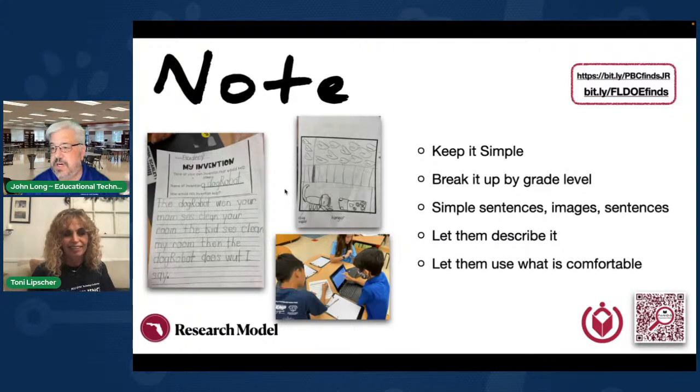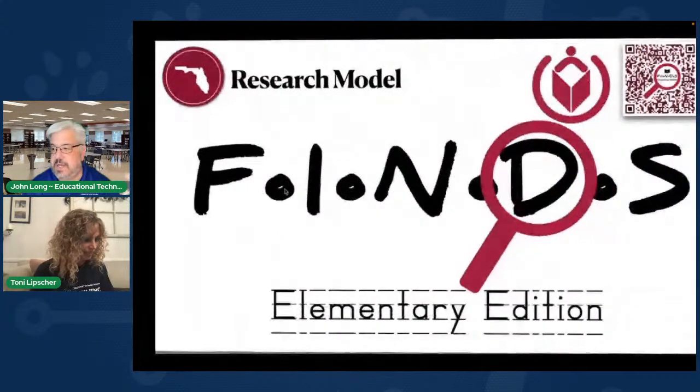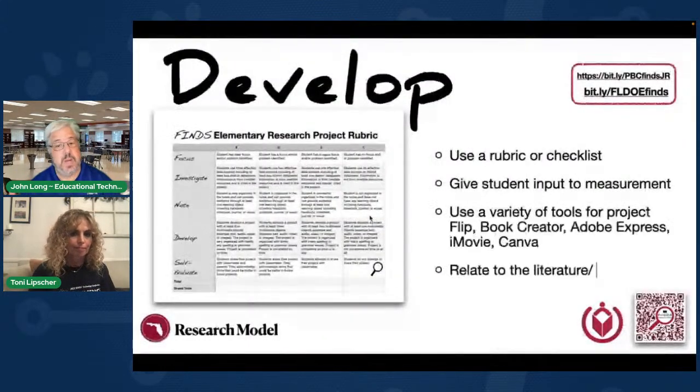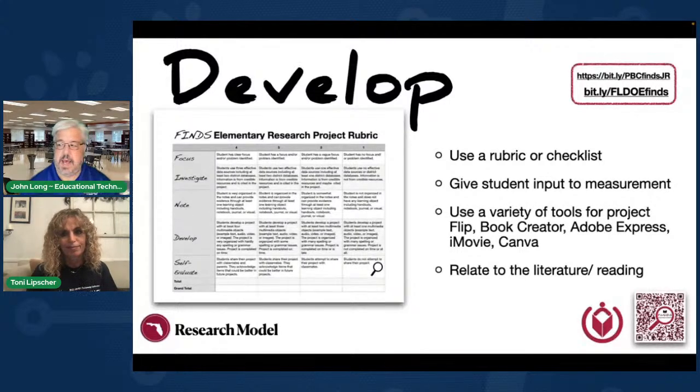So I'm going to switch gears here, and we're going to go to the develop. In develop, we developed a rubric based on finds. That rubric is going to be on the website, so you can see it there. You can use it as a checklist. And so we did different examples. Basically, we did a Flipgrid activity in kindergarten, Google Slides in 3rd grade, and then we did Flipgrid again in 5th grade. And this was new to them, wasn't it, Toni? It was.